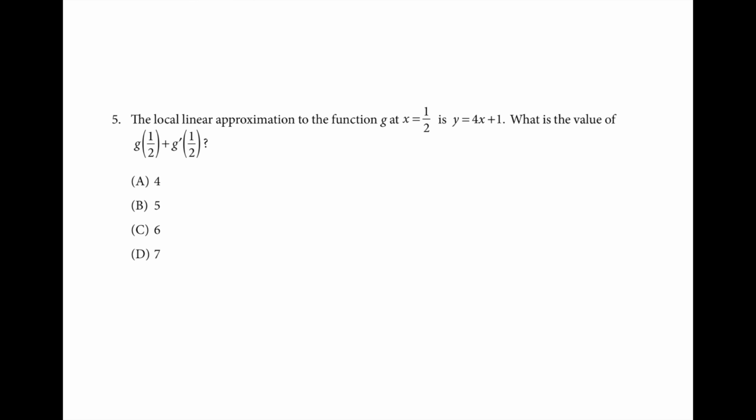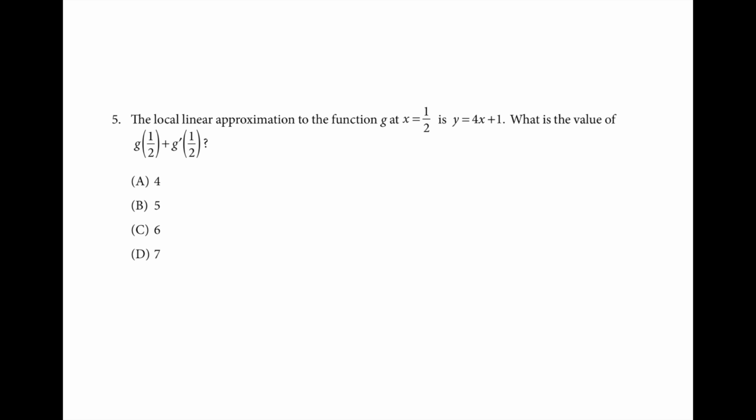This question says the local linear approximation to the function g at x equal half is y equals 4x plus 1. What is the value of g of half plus g prime of half? This question might be the easiest question. For g of half, you just have to substitute. 4 times half is 2, plus 1 is 3.